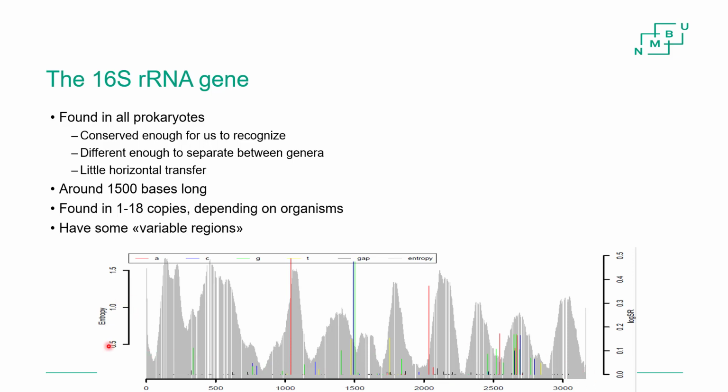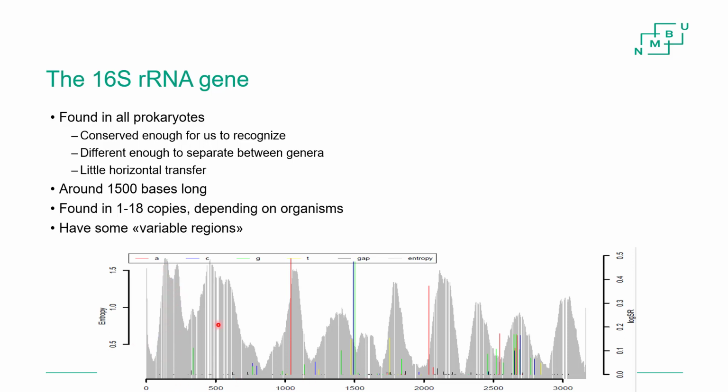But here, on the y-axis, you can see entropy, which is the variability in the bases on each position. So if you have a tall gray bar, it means the sequences are very different from each other at that position, or they vary in composition, right? A, C, G, or T. So where you have the largest bars here, you have the greatest variability.